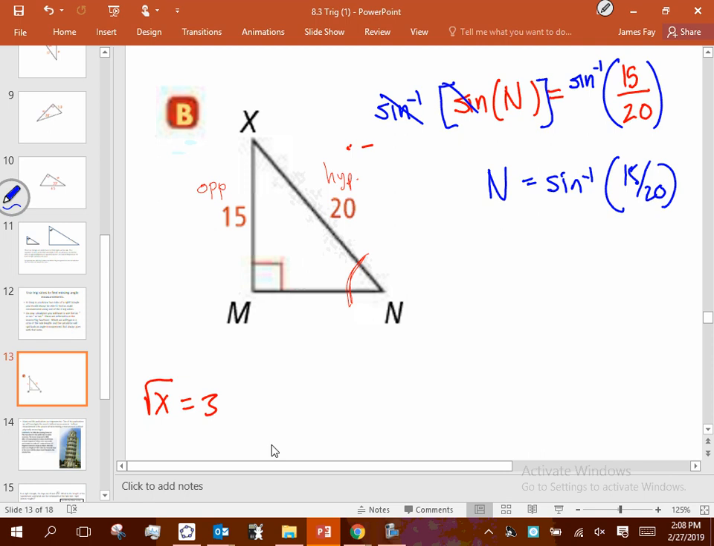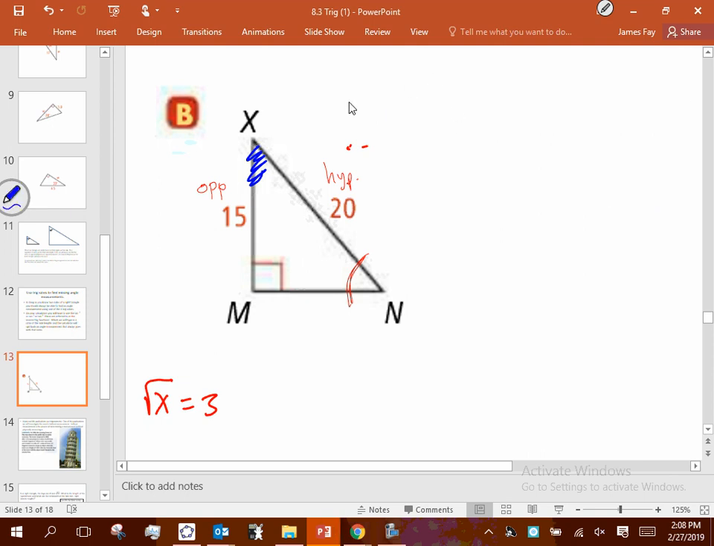So now here's the next thing. If I'm struggling with that, there should be a way for me to check whether I'm doing things correctly. And that check is to figure out what angle X is using the same approach. Now if I look for angle X, is this the opposite side anymore? What side is it? Adjacent. So now, adjacent and hypotenuse are what trig ratio? Cosine. So I say cosine of angle X is equal to adjacent divided by hypotenuse, right?